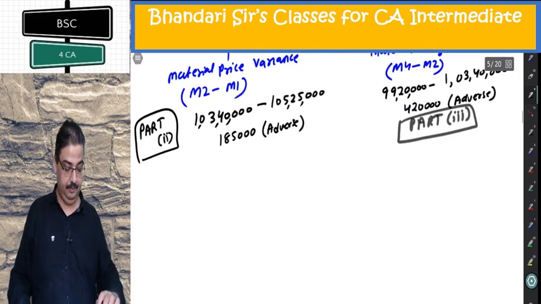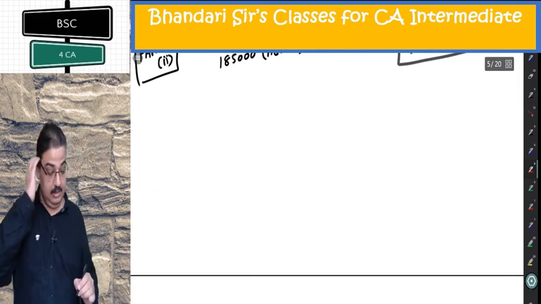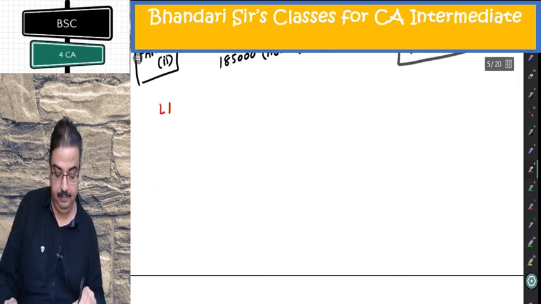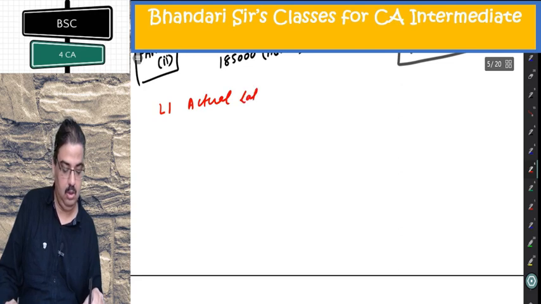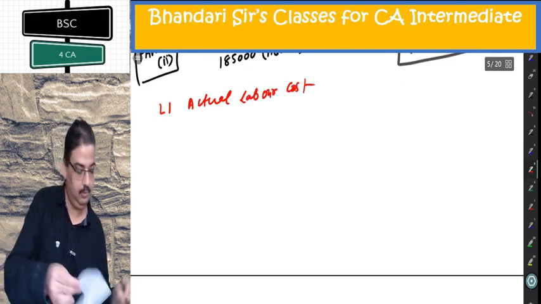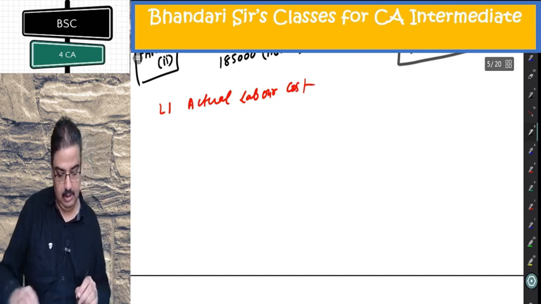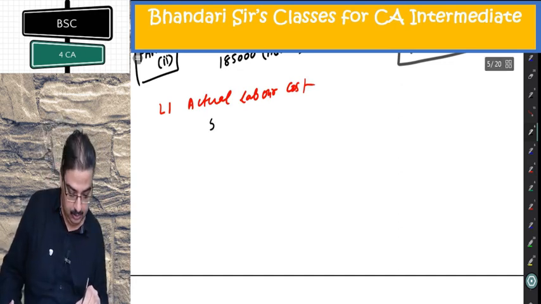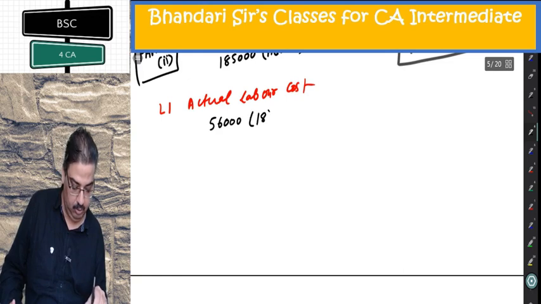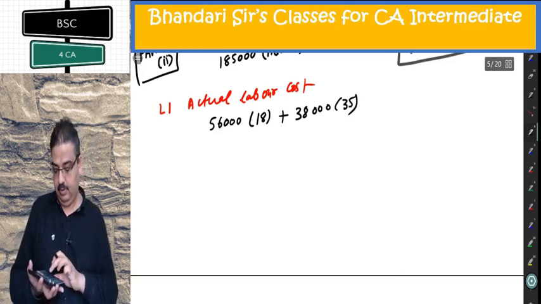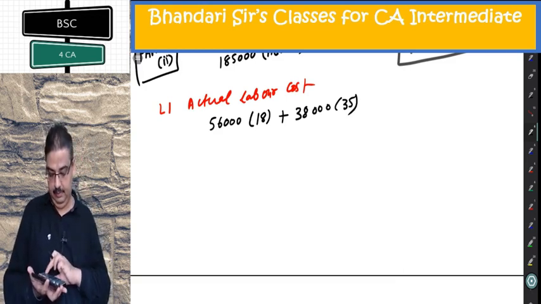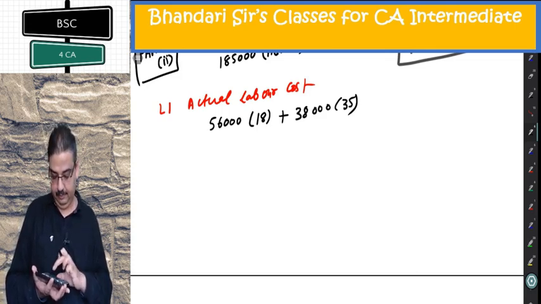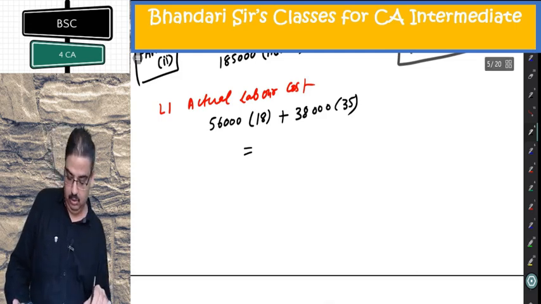Going on to labor. Again middle level variance is wanted. I'll compute accordingly. L1, actual labor cost. This is again two types of labor. I need to compute 56,000 into 18 plus 38,000 into 35. 56,000 into 18, 38,000 into 35. 23 lakh 38,000.